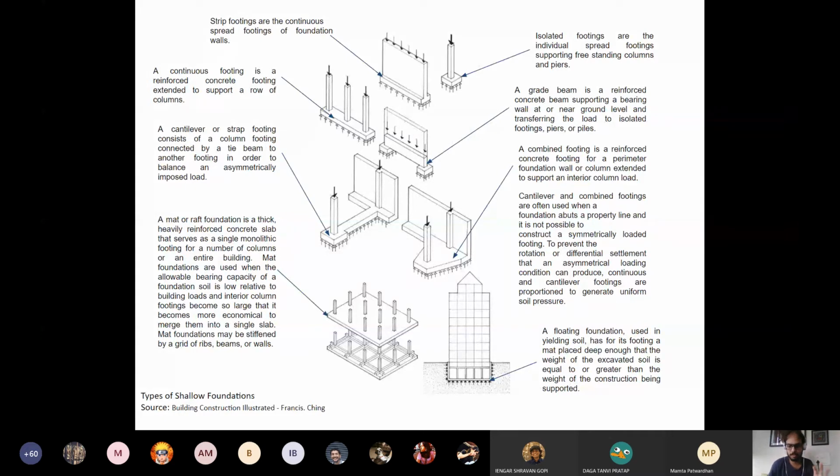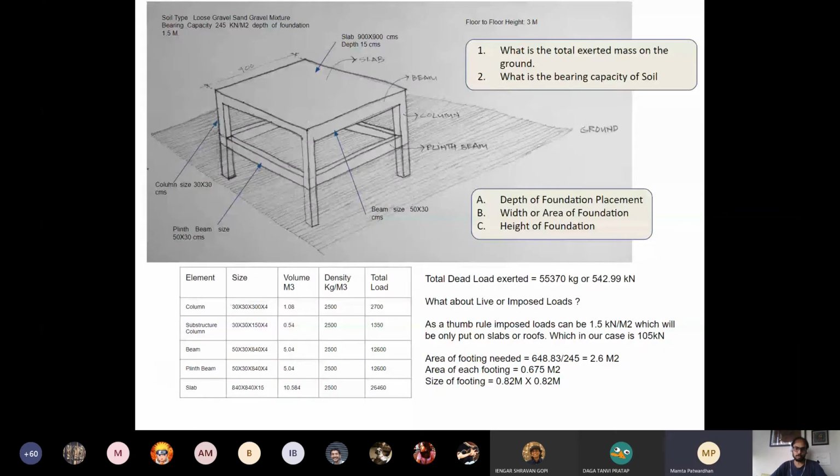Are we in sync till now? Shall we move ahead? Yeah, looks like. Okay. So now, what I have done here for you guys is I have tried to do a very simple calculation. I'll run through this with you.